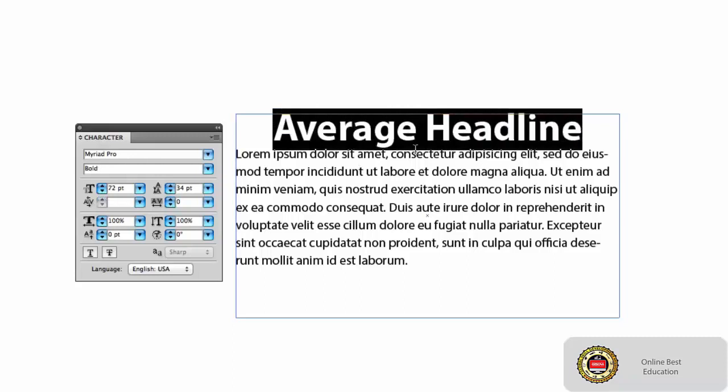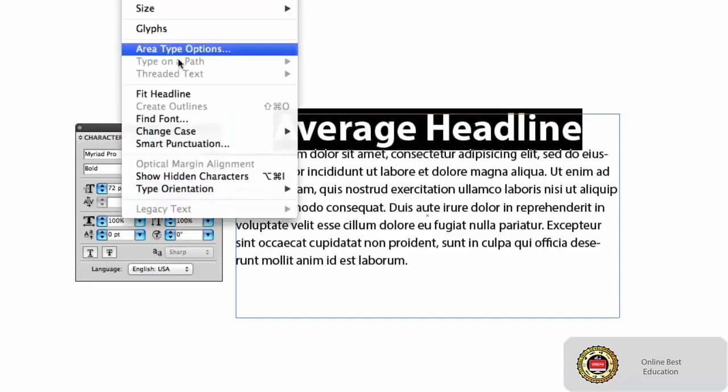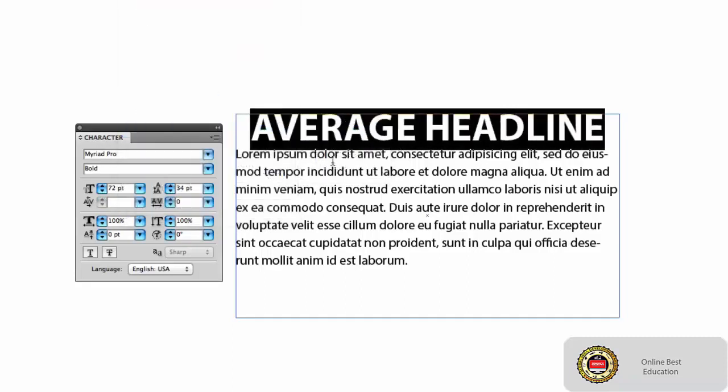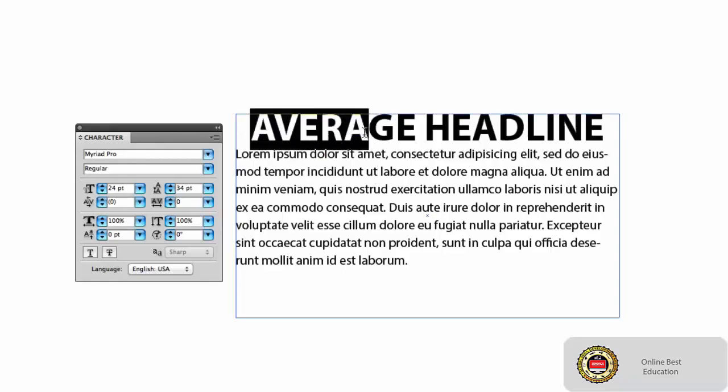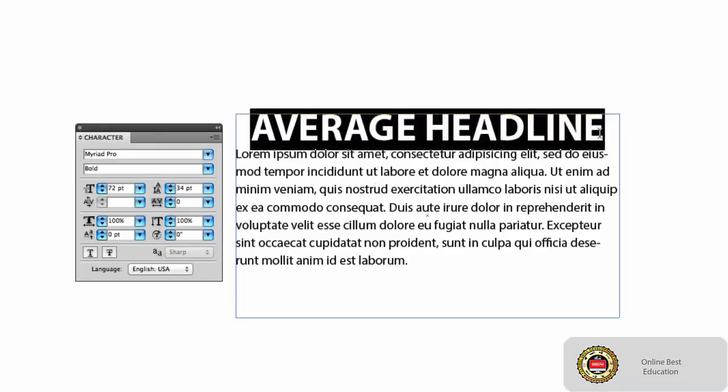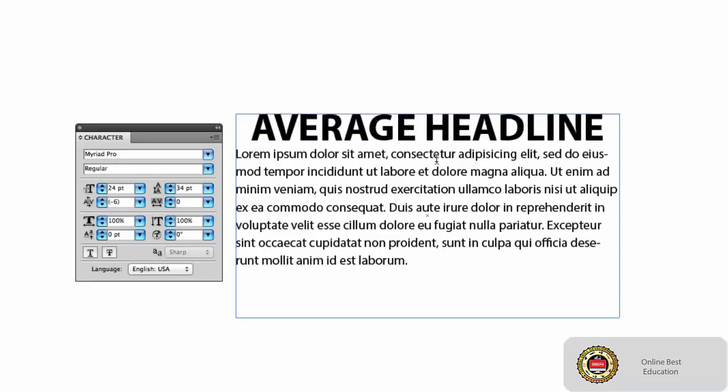The other thing that I wanted to mention very quickly is if you wind up using all caps, something like this, then you're definitely going to want to use some kerning to get in here and try and average out the amount of space between all of the characters inside your headlines.